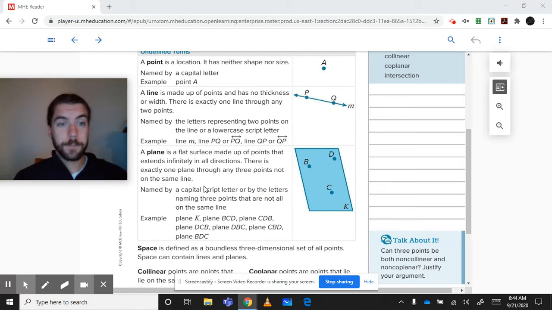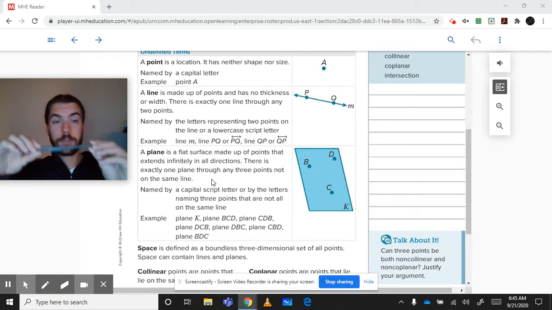Okay, our final geometric description is going to be a plane. A plane is a flat surface made up of points that extend infinitely in all directions. There is exactly one plane through any 3 points not on the same line. Okay, so there's exactly one plane through any 3 points that are not on the same line.